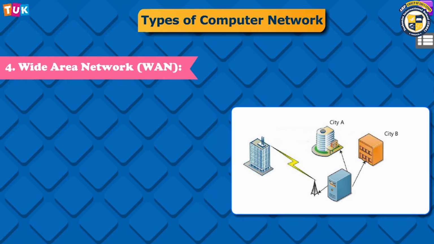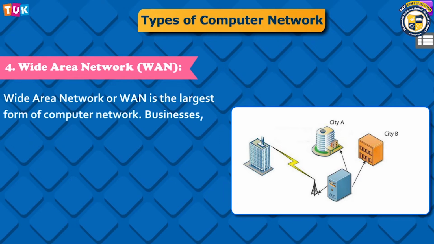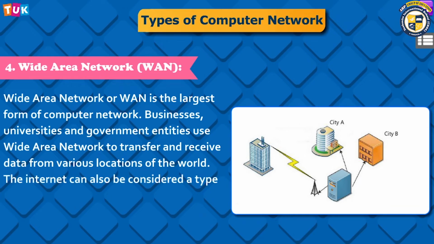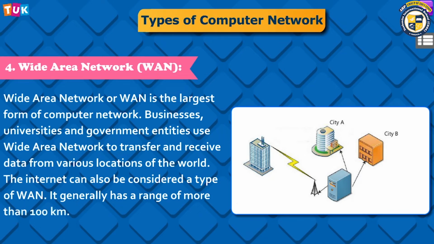Wide Area Network (WAN). Wide Area Network or WAN is the largest form of computer network. Businesses, universities, and government entities use Wide Area Network to transfer and receive data from various locations of the world. The Internet can also be considered a type of WAN. It generally has a range of more than 100 kilometers.